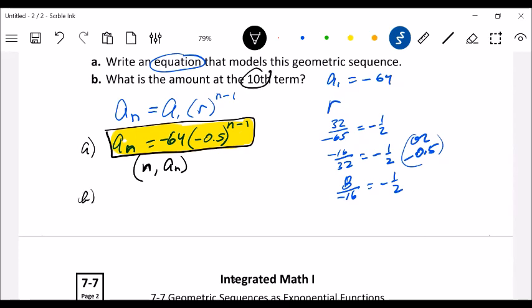For B now, the 10th term, now we'll put that in here. So A_n is equal, since I'm doing the 10th one, let's make it A_10, negative 64, negative 0.5, and then that's 10 minus 1. So we would do negative 0.5 to the 9th power, and then multiply by negative 64. So the 10th term is 0.125.